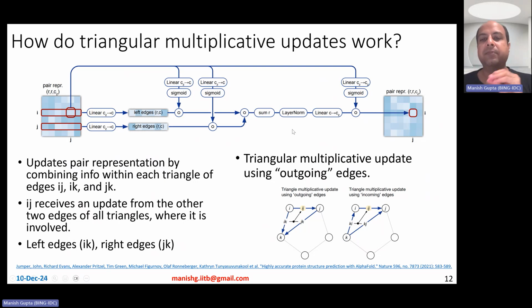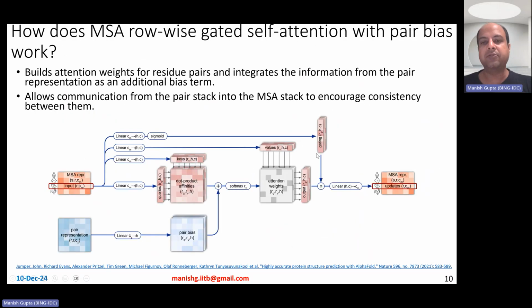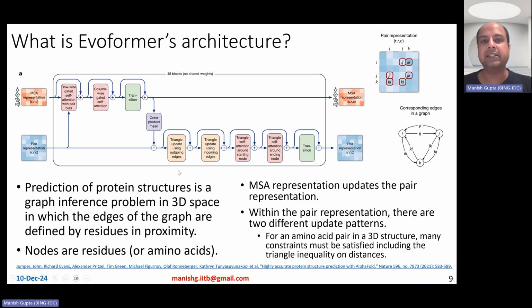Let's intuitively understand what this triangular multiplicative update is. There are two of those updates going on. Let me just show it to you on the slide. Outgoing edges and incoming edges: two updates, based on outgoing edges and incoming edges.